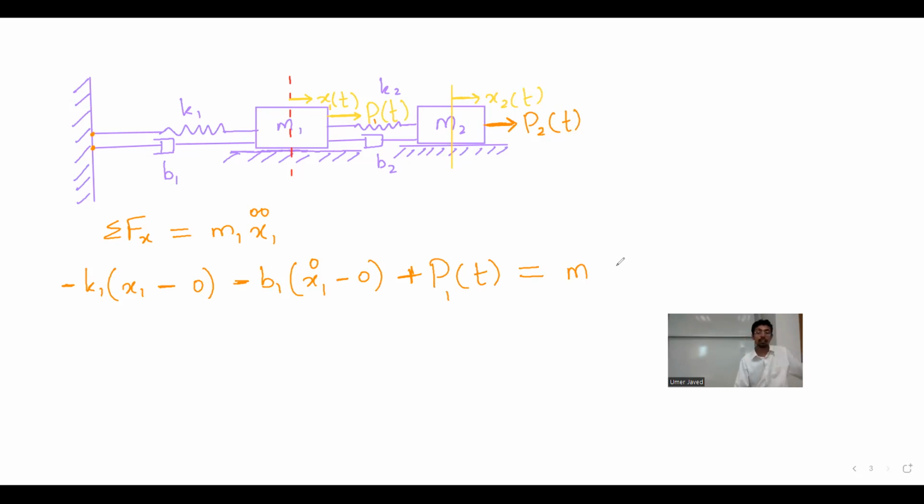99% of the times I never change the signs of my MA terms. I consider that as my positive. So it is M1 X1 double dot. Done? Okay, this is your first equation of motion. Please double check. I hope it's not wrong. Looks correct, by the way.